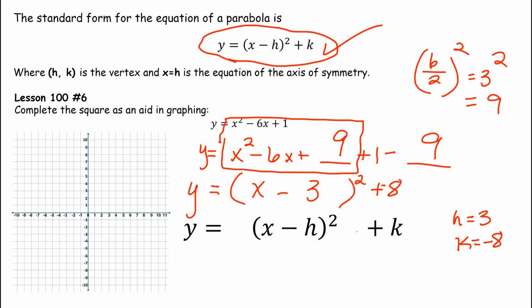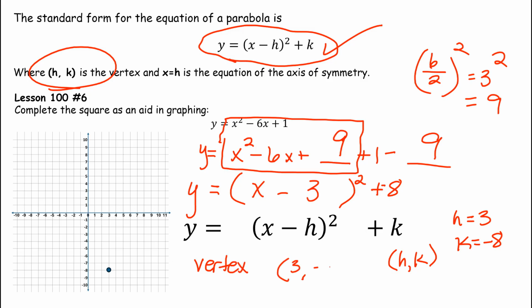Everything matched. We got the numbers we need, so now we know that the vertex of this parabola is (h, k), because that's what we're told right up here by the equation, and so that's going to be (3, negative 8), which is right there. So the vertex is (3, negative 8), and the axis of symmetry is the line x equals h, which is a vertical line through h, and h is 3, so x equals 3 is our axis of symmetry.